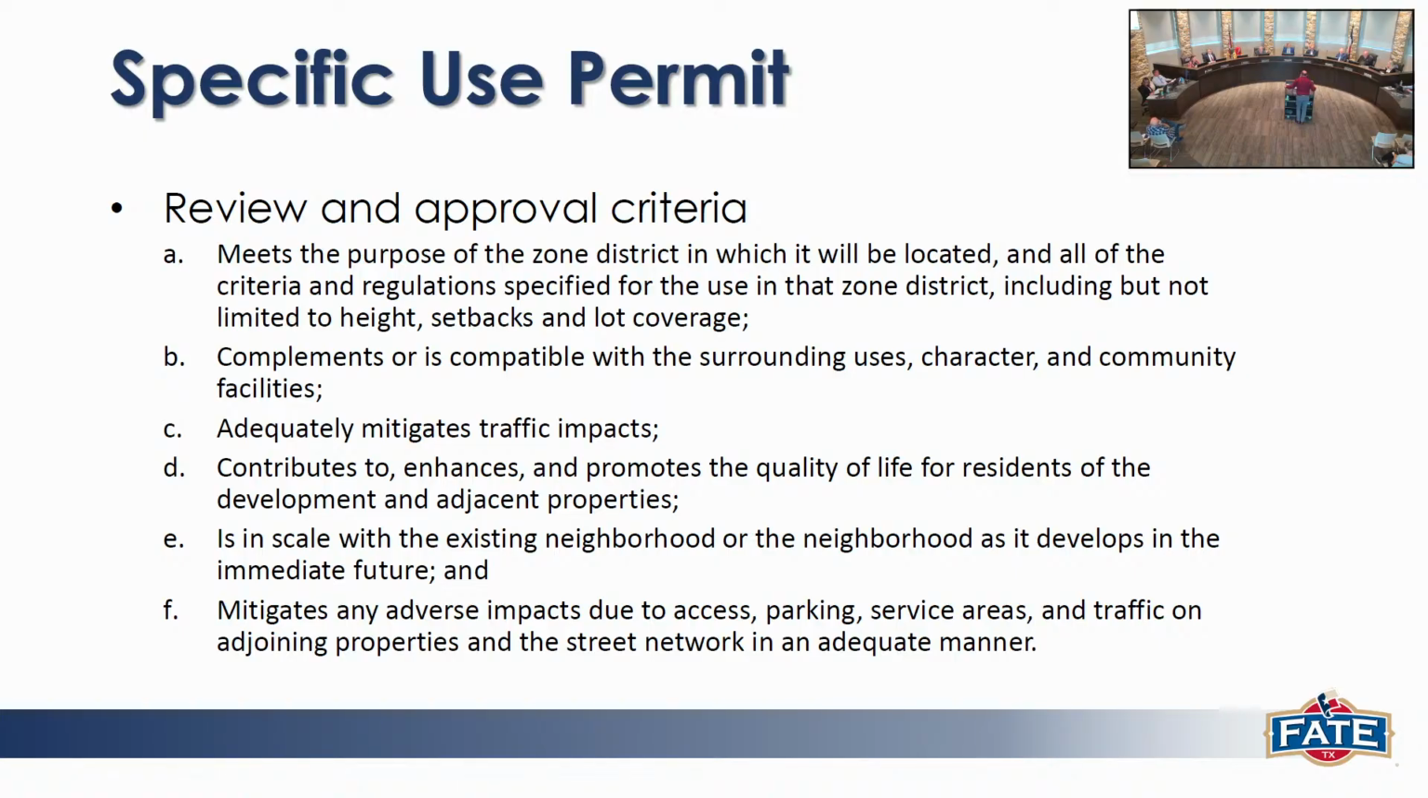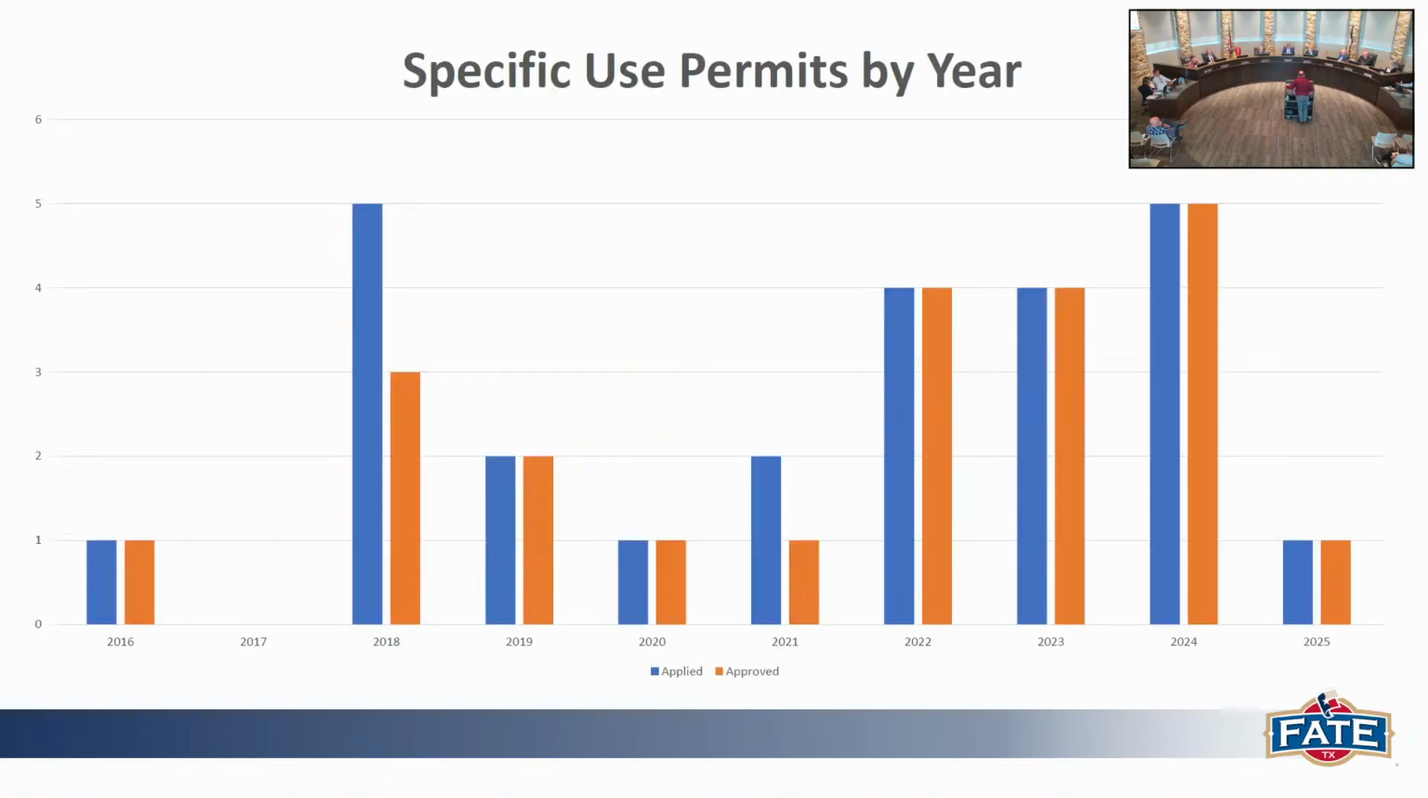That looks at the purpose of the zoning district and all the criteria and regulations for that district, whether the use complements or is compatible with the surrounding uses, character, and community facilities in the area, whether the traffic impacts of the proposed use are adequately mitigated, if there is a promotion and enhancement of the quality of life for residents from the proposed use, if the proposed use is in scale with the existing neighborhood, and finally, if it mitigates any adverse impacts due to access, parking, service areas, traffic, etc. So again, the SUP is really generated by an anticipated enhanced impact to the surrounding uses, surrounding properties, and the community as a whole.